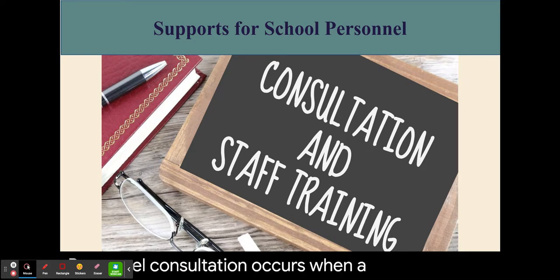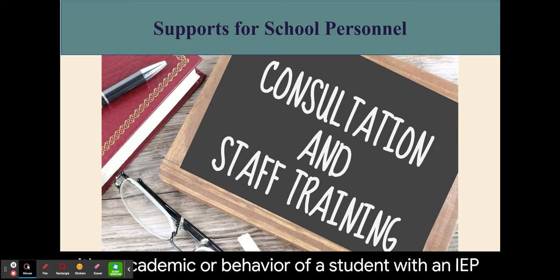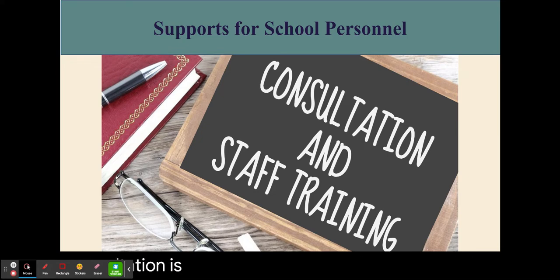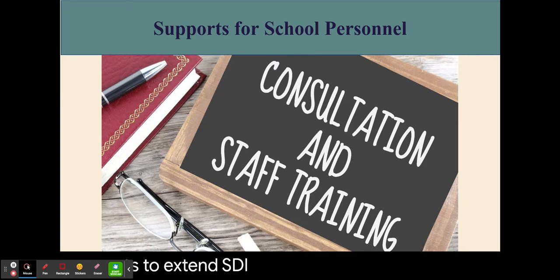Consultation occurs when a special education teacher or related service provider meet on a regularly scheduled basis with a general education teacher regarding the instructional needs, either academic or behavior, of a student with an IEP. Consultation is provided to coordinate and plan supports to extend SDI into the general education setting.